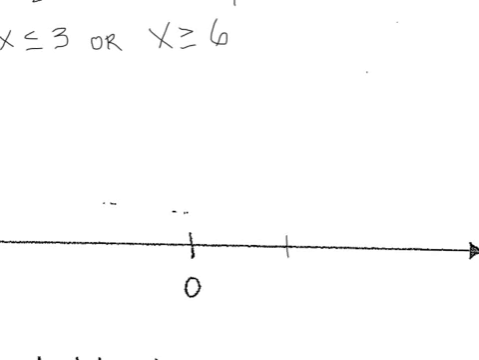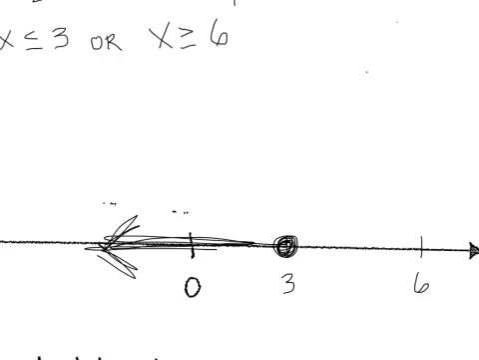So we want a point at 3 and one at 6. It is less than or equal to 3, so anything to the left. And then greater than or equal to 6, so a closed circle at 6 going to the right. So the only numbers that you can't have are numbers between 3 and 6.